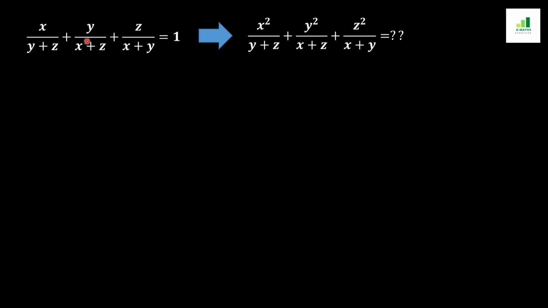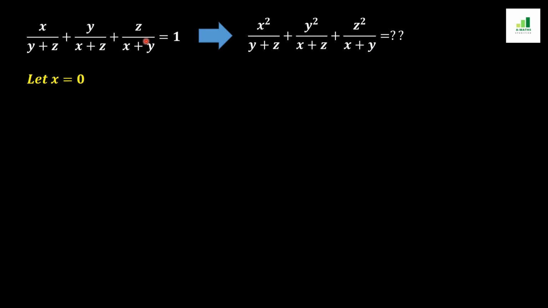Today in this video we are going to solve a question. Our given equation is x over y plus z plus y over x plus z plus z over x plus y equals 1, and our required expression is x square over y plus z plus y square over x plus z plus z square over x plus y. In order to solve this question, first we should simplify this expression.